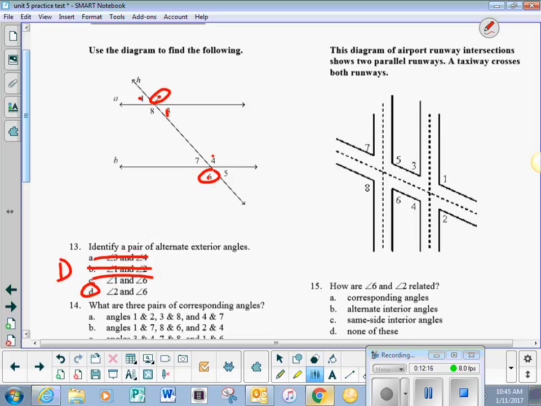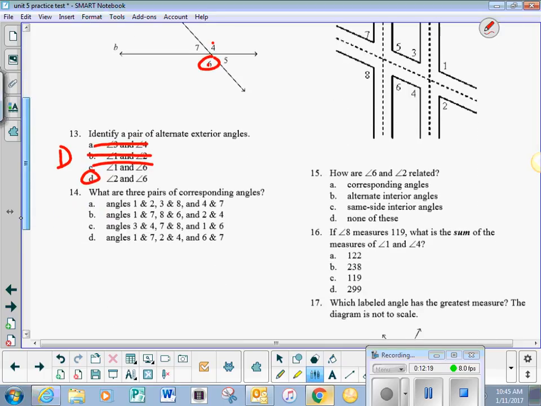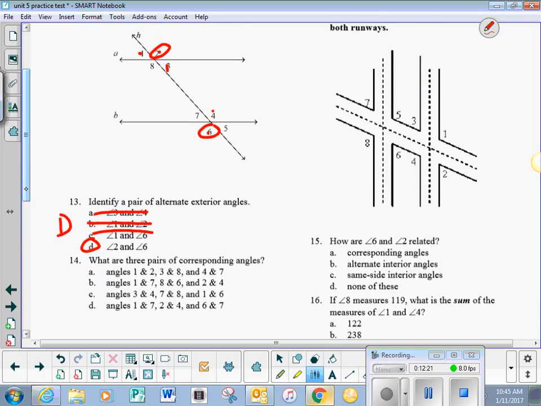What's the point of knowing that? Wait, what is? Go ahead, Mateo. I'm confused about that. I don't get it. I just don't get it. Do you not get what alternate exterior angles are, or how to solve the problem? I went through, it said identify a pair of alternate exterior angles, so I looked at all the pairs they gave me to see if they... Oh, okay, yeah, I see. I was being stupid. Okay, that makes sense.